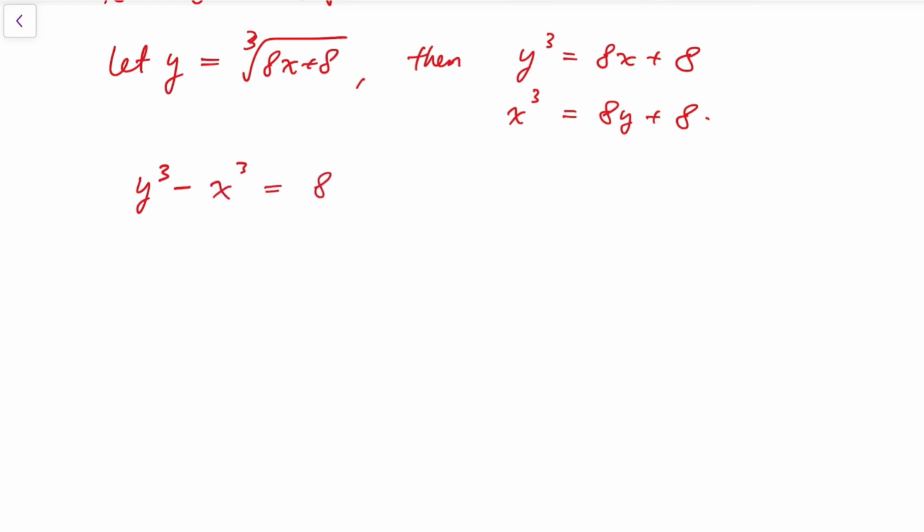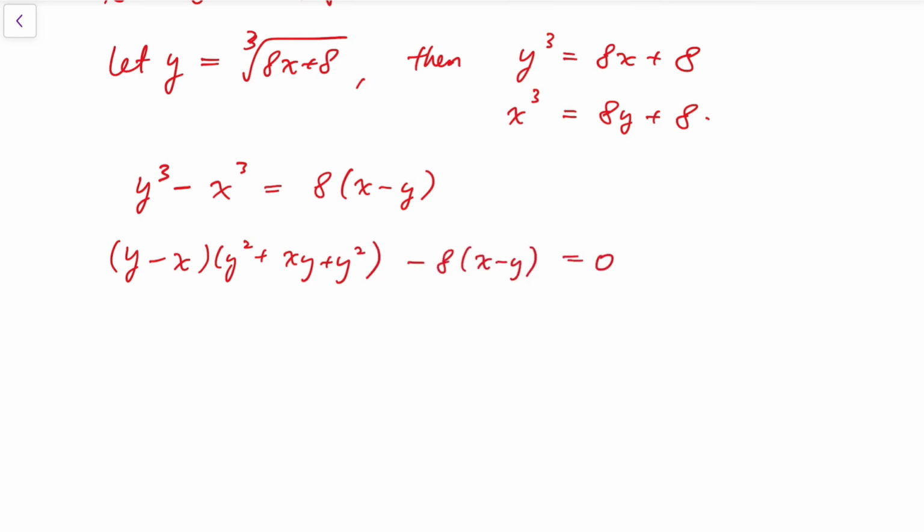So we have y cubed minus x cubed equals 8 times x minus y. So factoring, y cubed minus x cubed minus 8 times x minus y equals 0. So y minus x times y squared plus xy plus x squared plus 8 equals 0. But notice that, this should be x squared instead.